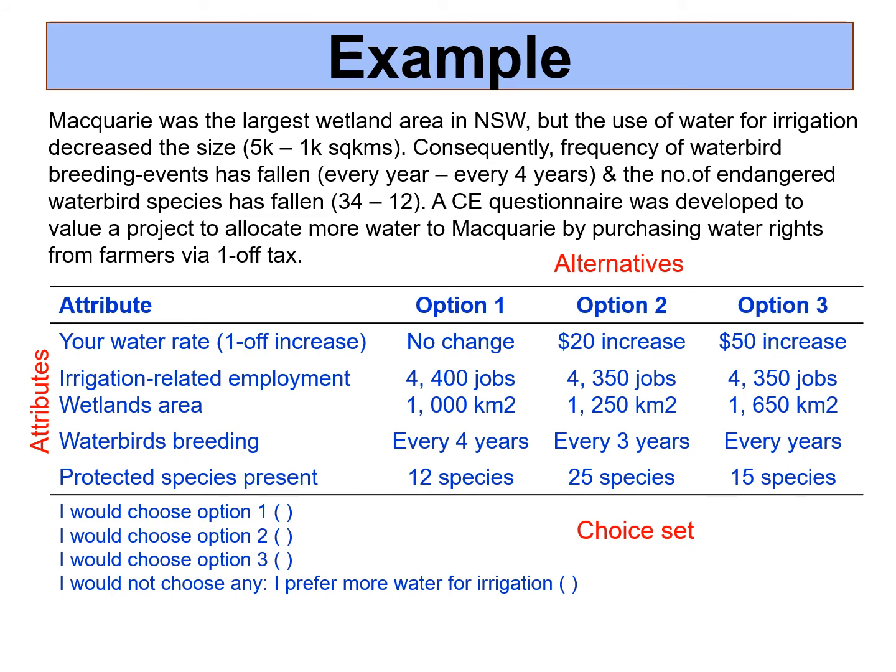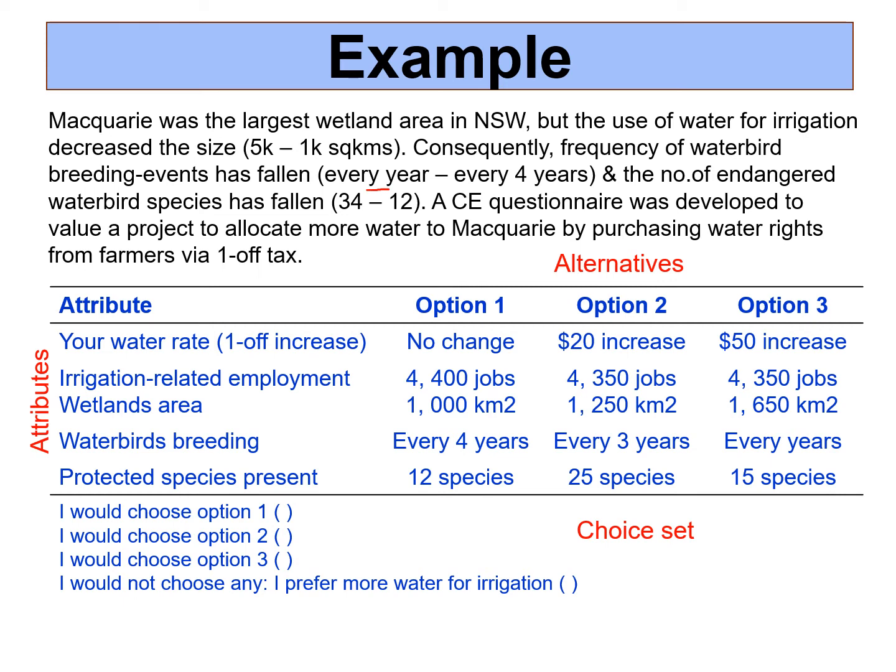Let's look at an example of a choice experiment. Macquarie was the largest wetland area in New South Wales, but the use of water for irrigation decreased the size of the wetland from 5,000 to 1,000 square kilometers. Consequently, the frequency of waterbird breeding events has fallen from every year to every 4 years, and the number of endangered waterbird species has fallen from 34 species to 12 species. So a choice experiment questionnaire was developed to value a project to allocate more water to Macquarie by purchasing water rights from the farmers via a one-off tax.